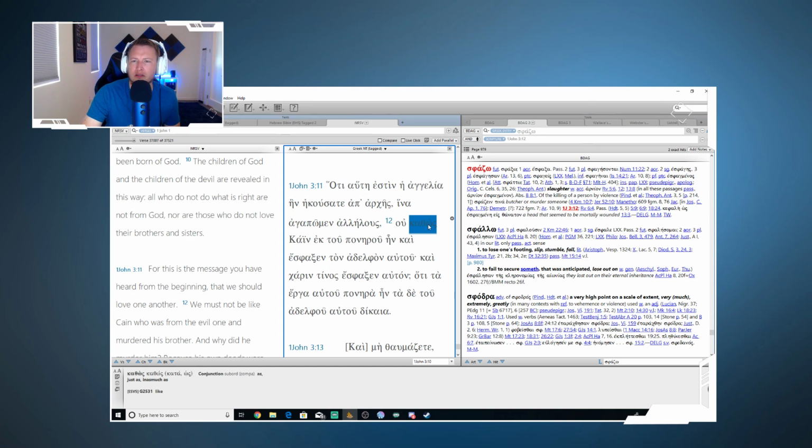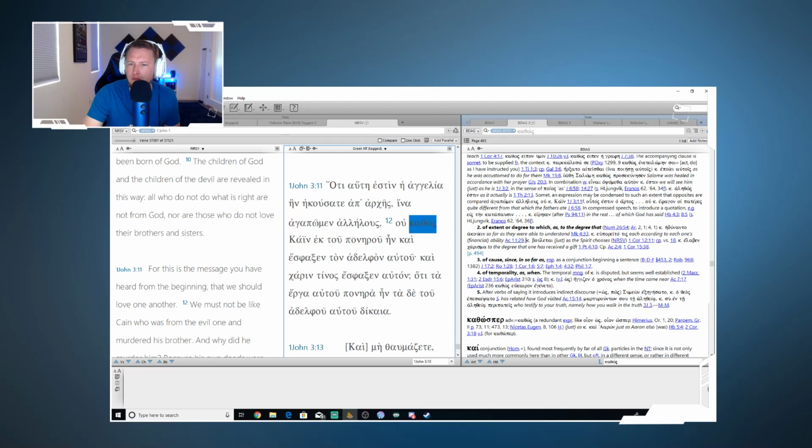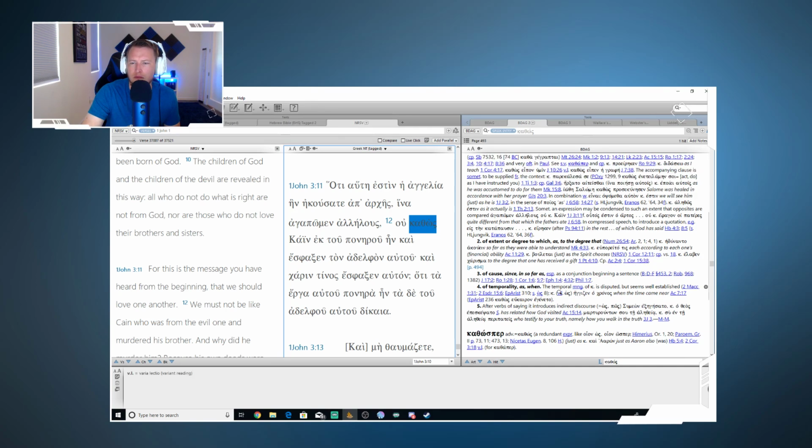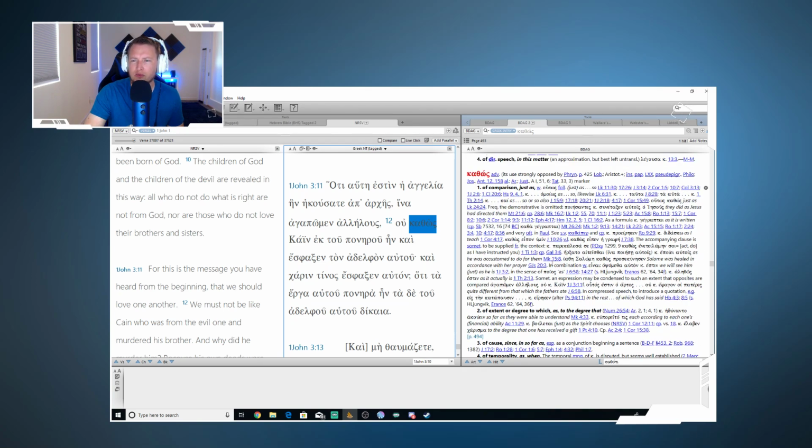Interesting. Let's look this up. Of cause, sense, degree, no, this is really a comparison.